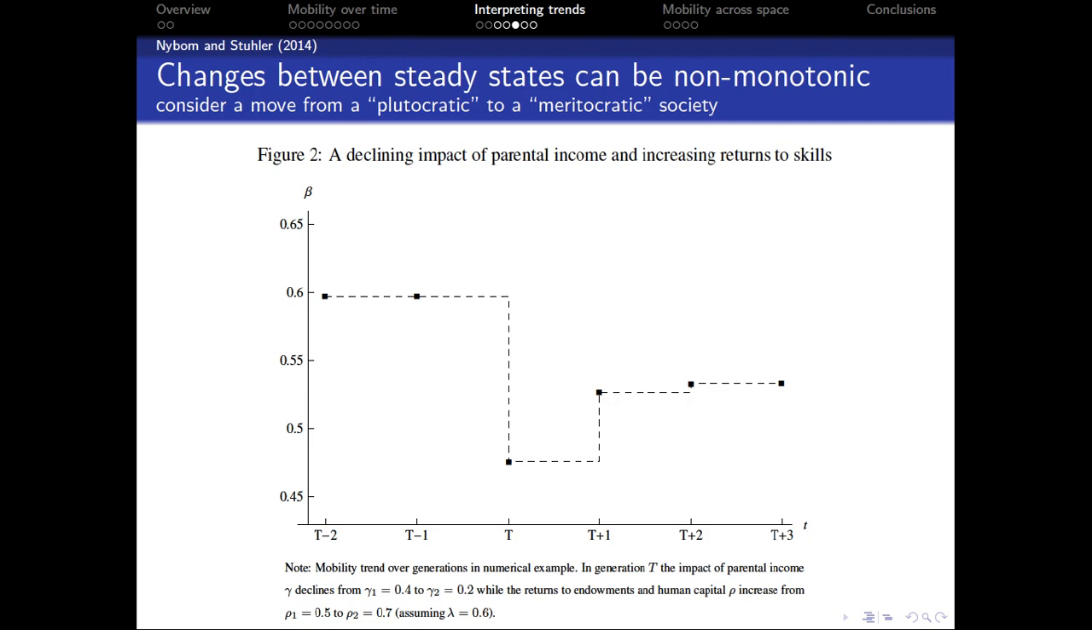And that's what they do here. They look at a decrease in the impact of parental income and an increase in the returns to skill. So going along here through the generations, there comes a generation that then experiences a new type of labor market in which family background doesn't matter or matters less. And that generation experiences more mobility. The intergenerational elasticity falls.